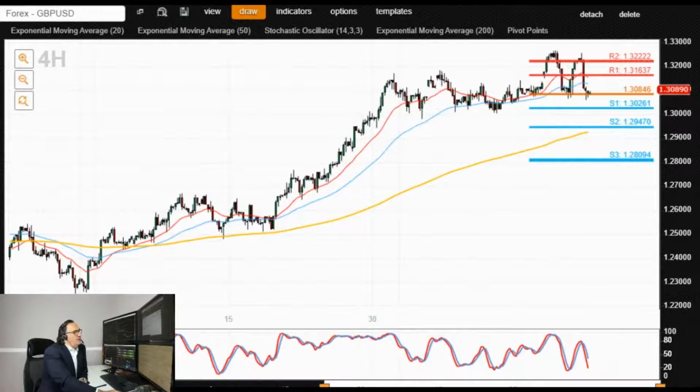Cable appears to be looking the same. Bullish traders are looking at the existence of this rising support trend line here. The key trading level is at 1.30.